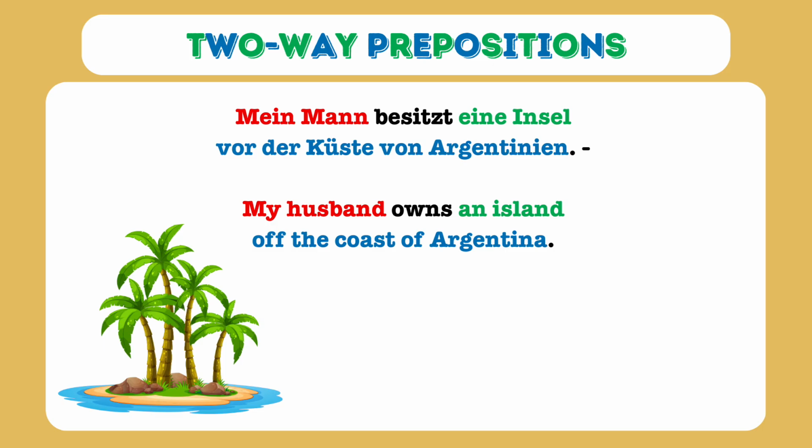My husband owns an island off the coast of Argentina. Vor der Küste literally means before the coast, but we mean it as in right off the edge of the coast. This is just the way that it's phrased in German if something is off the coast. This is the dative case because we're saying where this island is located. Vor der Küste von Argentinien. In front of the coast or off the coast of Argentina.